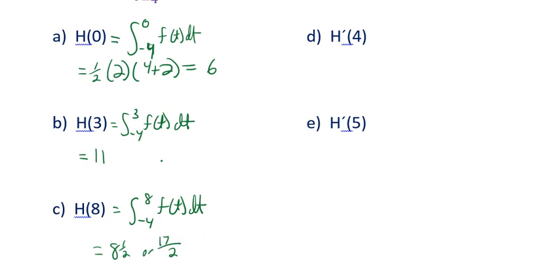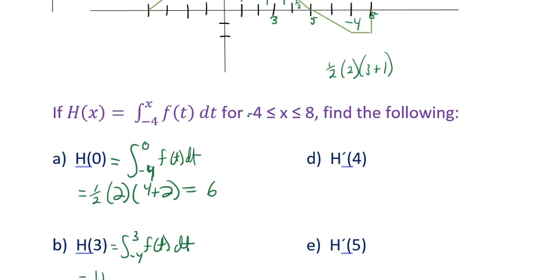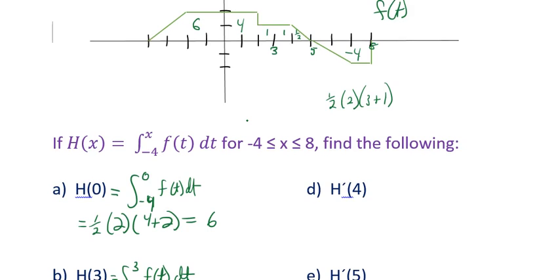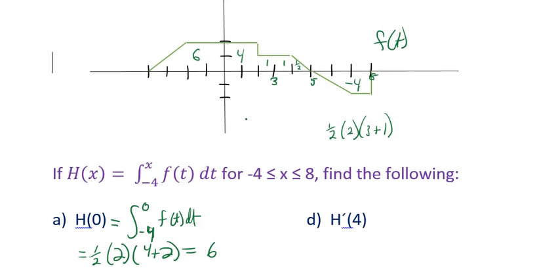Okay, now for D and E I have these derivatives. The derivative at 4 and the derivative at 5, so that's where the second fundamental theorem comes in. What is the derivative of h? Well, based on this relationship here, h is the antiderivative of f. And so the derivative of h is f. So h prime of 4 is really f of 4. And we're looking at the f graph, so all I have to do is go to 4 and figure out the y value, and in this case that's 1.